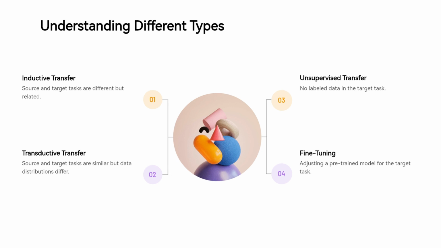Unsupervised transfer applies when the target task has no labeled data but can benefit from a model trained on large unlabeled datasets. Fine-tuning is the process of adapting a pre-trained model by adjusting its weights to better fit the target task. Fine-tuning is often used for deep learning models in NLP and computer vision. Each type of transfer learning depends on the similarity of the source and target tasks and data.